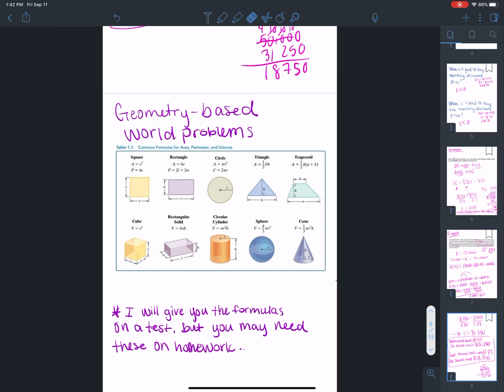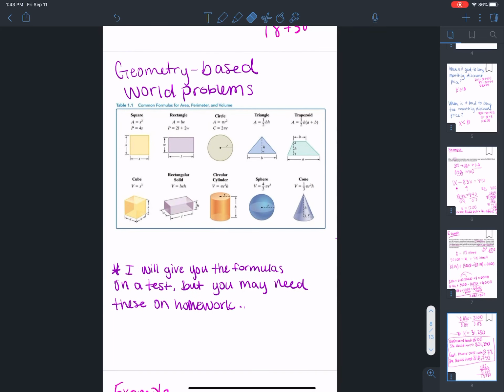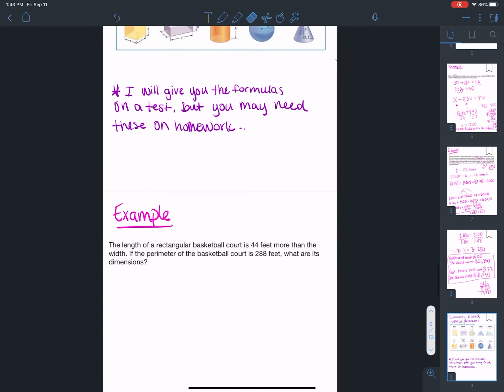I will provide you these formulas on the test, and I just provided them here in case you don't have them on the homework and you need to use one, so you can refer back to these notes and have them all right there handy dandy for you.